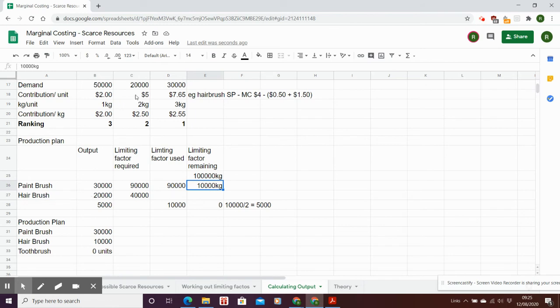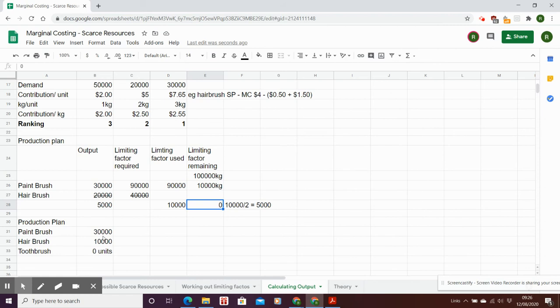Now, if you look here, the demand for the hairbrush is 20,000 hairbrushes, and that would require 40,000 kilograms of horsehair, but we haven't got that, so we can ignore that. We're not going to produce 20,000 hairbrushes. So what I now do, I do 10,000 divided by the 2 kilograms per hairbrush, and that tells me how many units of hairbrushes I can produce, which is 5,000. 5,000 will use 10,000 kilograms of horsehair, and that means that I've used all of my supply for the period.